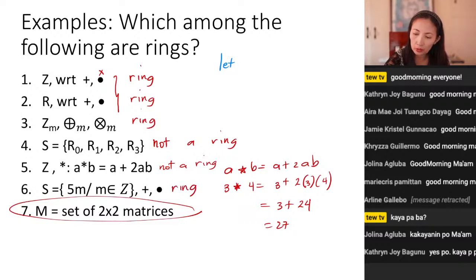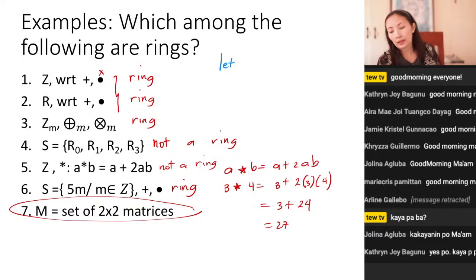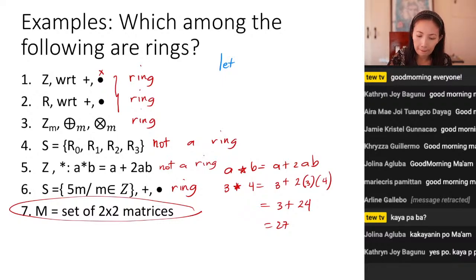So we were able to prove that the set S, whose form is 5m, where m is an integer, or in other words, the set of multiples of 5 with respect to the operations addition and multiplication, is a ring. So expect that even numbers with respect to addition and multiplication are rings also. Okay? So that's it.